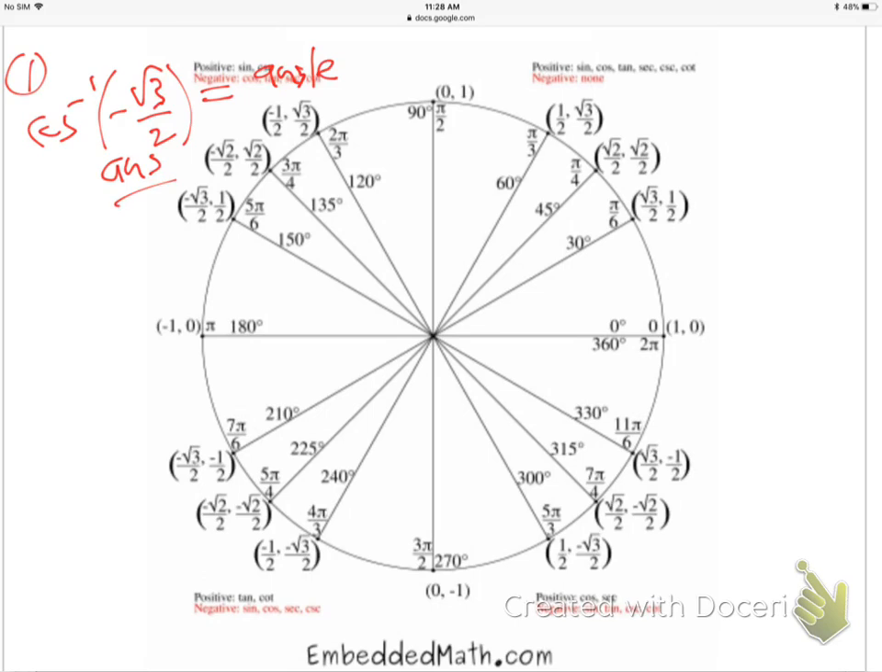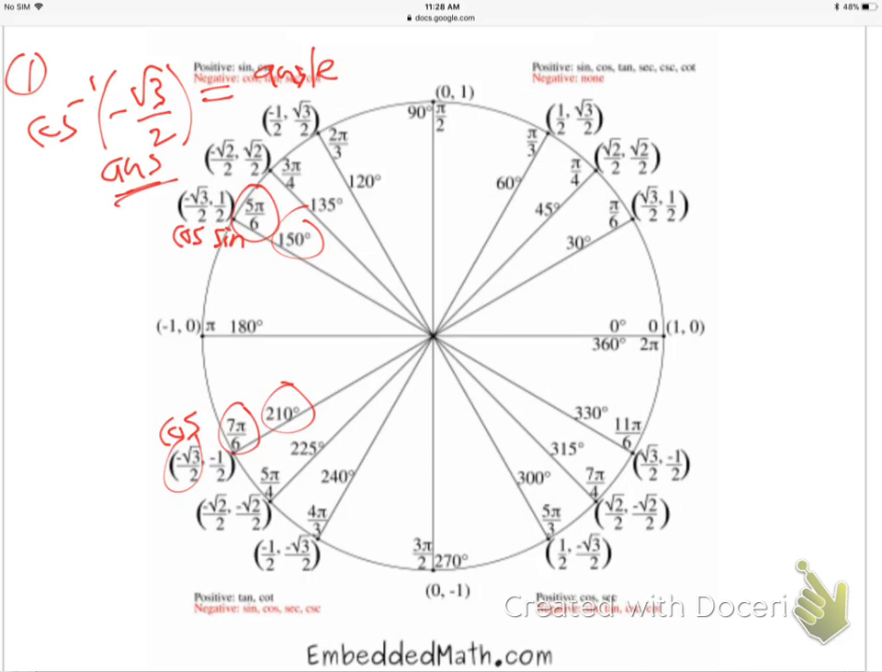Where do you see an answer of negative root 3 over 2? Right there at 150 degrees. Remember, cosine is the first one, sine is the second one. Right. So right here, and 210. Yeah, 150, 210, or radians, 5 pi over 6, 7 pi over 6.